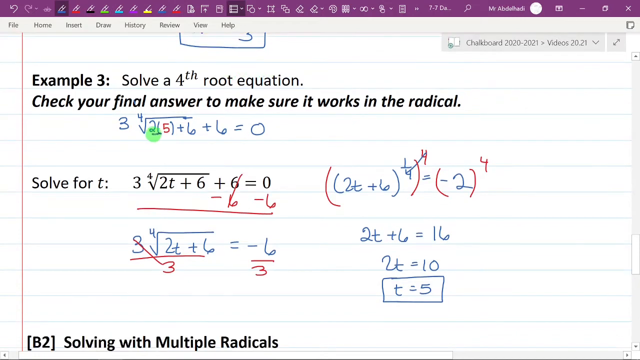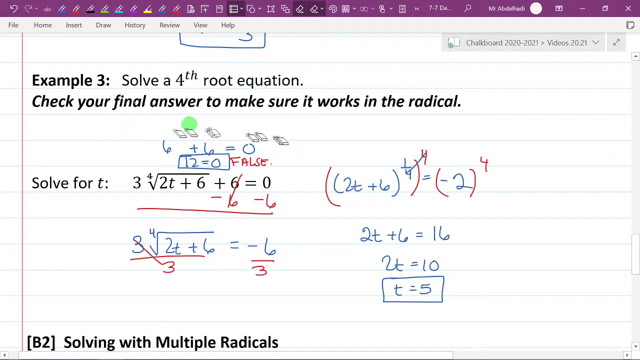Let's see. 2 times 5 is 10. And 10 plus 6 is 16, and the 4th root of 16 is 2. So this is 3 times 2, which is 6, plus 6 equals 0. So 6 plus 6 is 12. 12 equals 0 is the conclusion I'm getting, and I don't know about you, but that's pretty false, right? I don't know what you think, but 12 does not equal 0. So something's wrong. I didn't make any mistakes, but I got an answer here that's false.